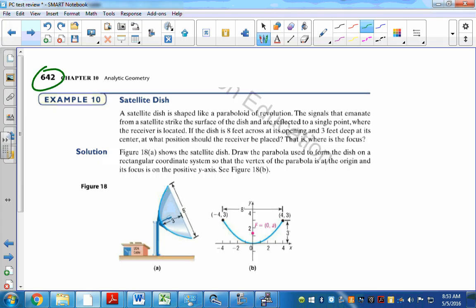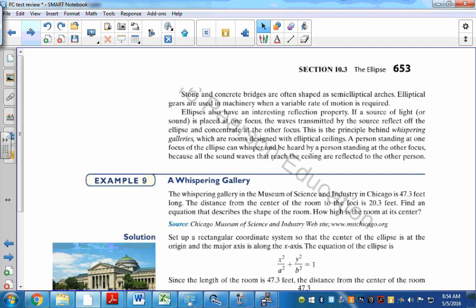And this has a satellite dish, which is like the solar collector problem. And it has the solution. You might want to look at 642. Here's an ellipse applied problem, 653, example 9. You might want to look at that.